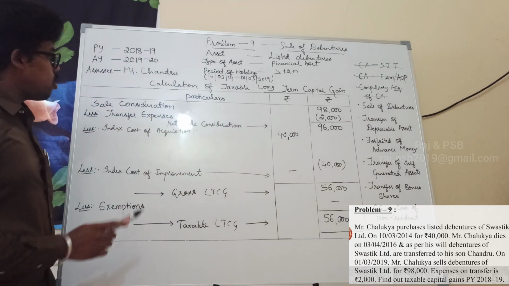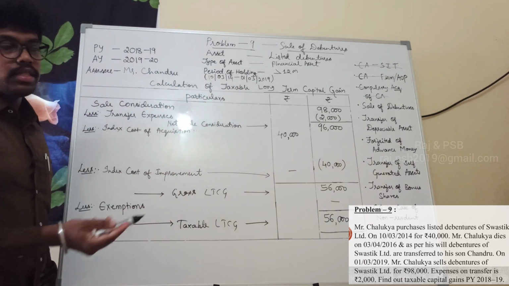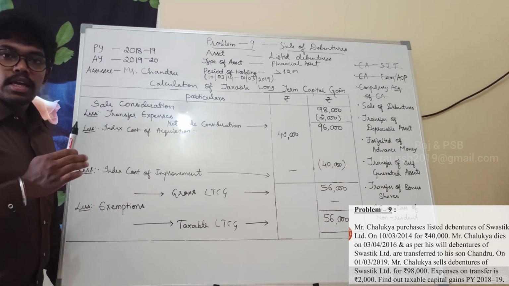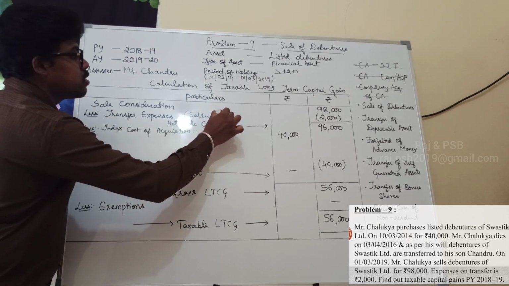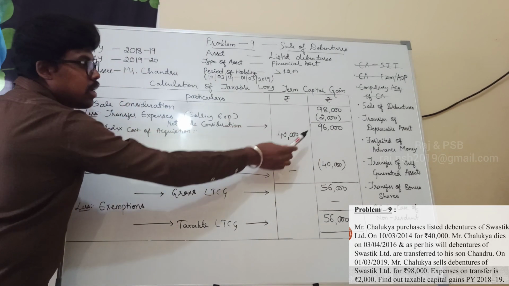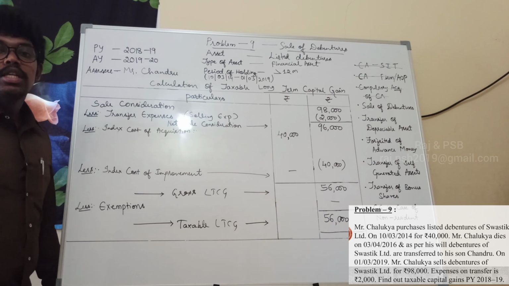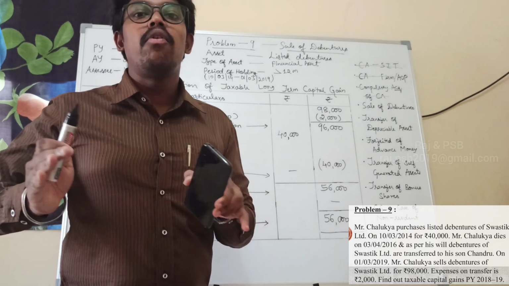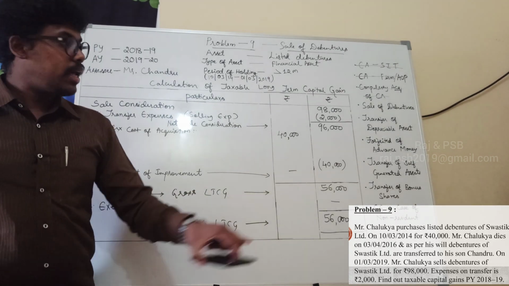Particulars and amount column: sale consideration is 98,000. On 1/3/2019 he is selling the listed debentures for rupees 98,000, and there are transfer expenses. It is nothing but the selling expenses, one of the transfer expenses, of rupees 2,000, and the balance will be 96,000, treated as net sale consideration. Less indexed cost of acquisition. When we calculate for debentures, we are not going to use the formula for indexed cost of acquisition. Whatever amount is given will be taken directly.